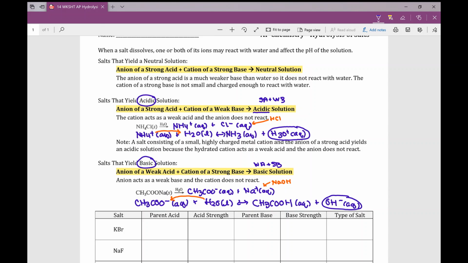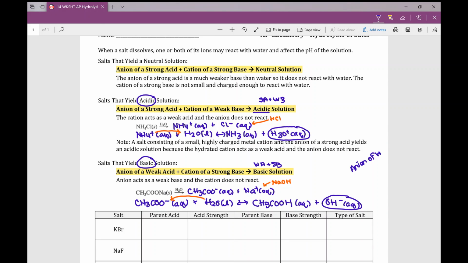So again, you want to be able to know when we look at the anion and cations that in this case, it's coming from a parent weak acid and strong base, which results in a basic solution, but it's really because of that anion of the weak acid and how it interacts with water to produce hydroxide that's going to cause that basic solution.